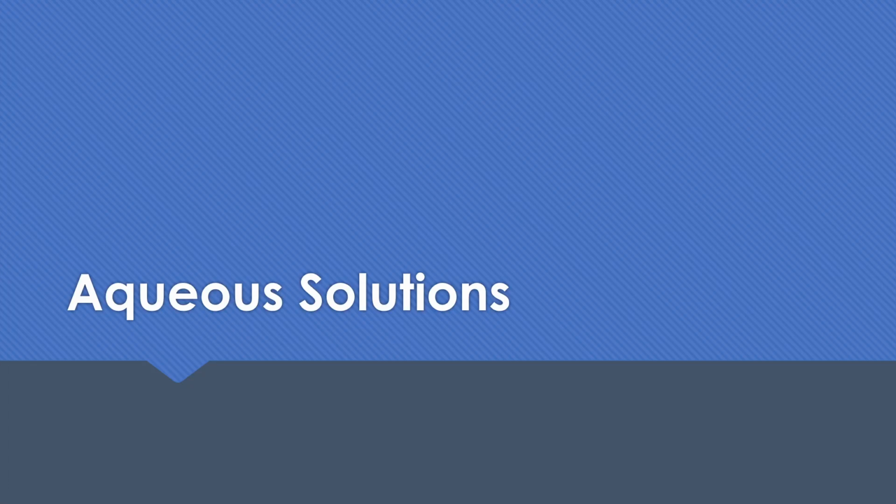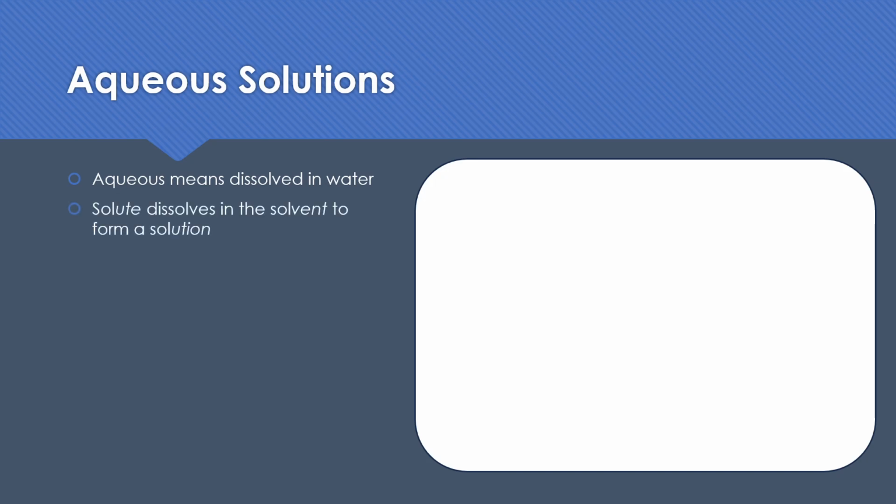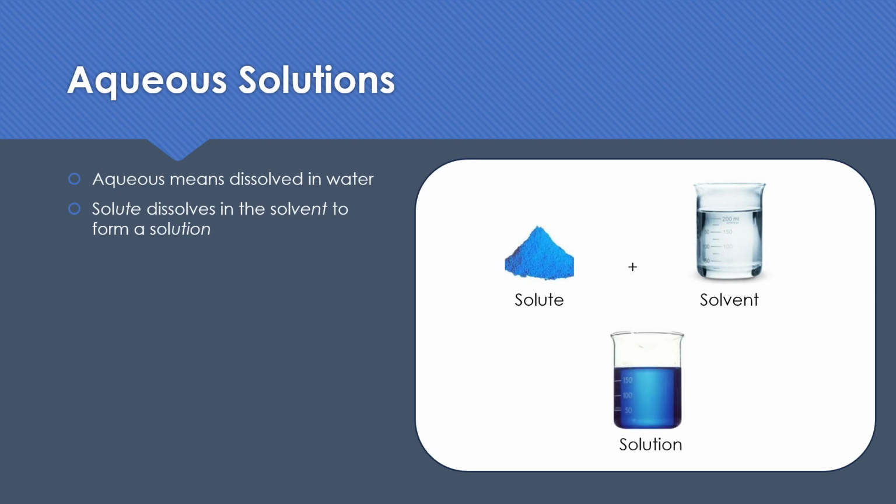All right, let's talk about aqueous solutions. An aqueous solution just means that whatever we're talking about is dissolved in water. The way we phrase it is that the solute dissolves in the solvent to form a solution. In the case of an aqueous solution, the solvent is water. So, solute plus a solvent gives you a solution.